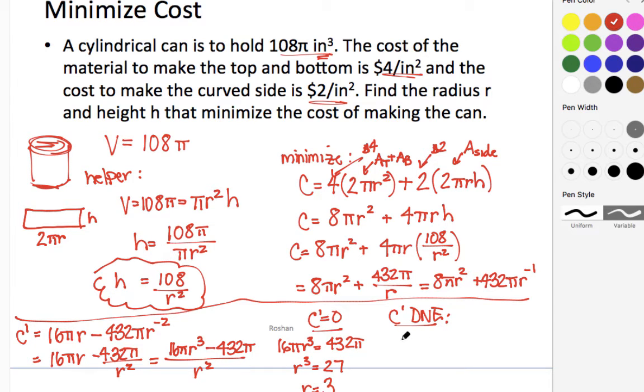And it does not exist when the bottom, r squared, equals 0, r equals 0, which doesn't make sense in this problem. My radius can't be 0. I wouldn't have a can going on at all. So they just want the radius and the height. So the radius is going to be 3 inches, and the height is going to be 108 over 9, because 3 squared is 9, and that's 12 inches, and that is the dimensions that minimize the cost of making this can. I really don't have any endpoints to check in this problem because the endpoints would have made no can at all. So that's really all I have to do in this problem.